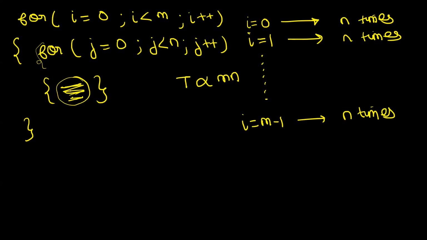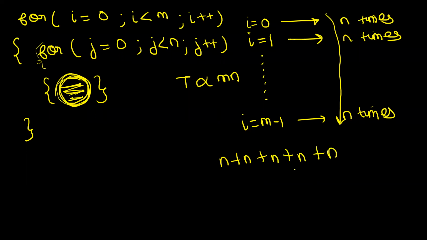So now if I want to calculate how many times this operation has been run, can I add up all these times? Let us add n plus n plus n plus n plus n. How many times are we adding n? We are adding n m different times. Why? See, for I equal to 0 you are adding n. Then for I equal to 1 you are adding n. So you are adding n m different times from 0 till m minus 1. These are m different values.